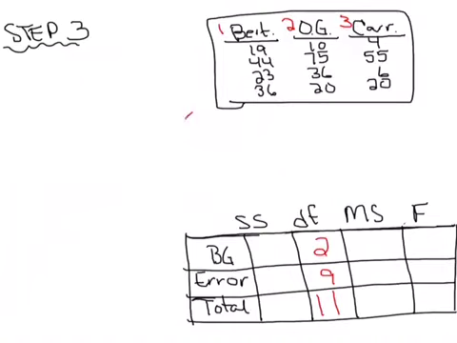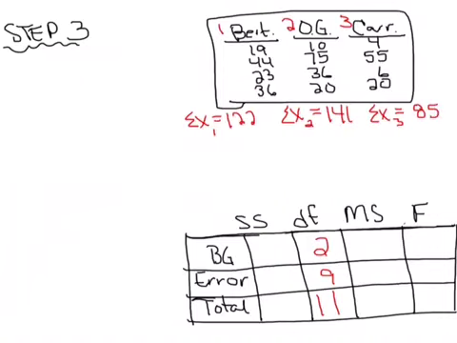Sum of x for group 1, when we add up 19 plus 44 plus 23 plus 36, you should get 122. Then sum of x for group 2, when you add up 10 plus 75 plus 36 plus 20, you should get 141. Then for the sum of x for group 3, we're going to add up 4 plus 55 plus 6 plus 20, and you should get a sum of x of 85.